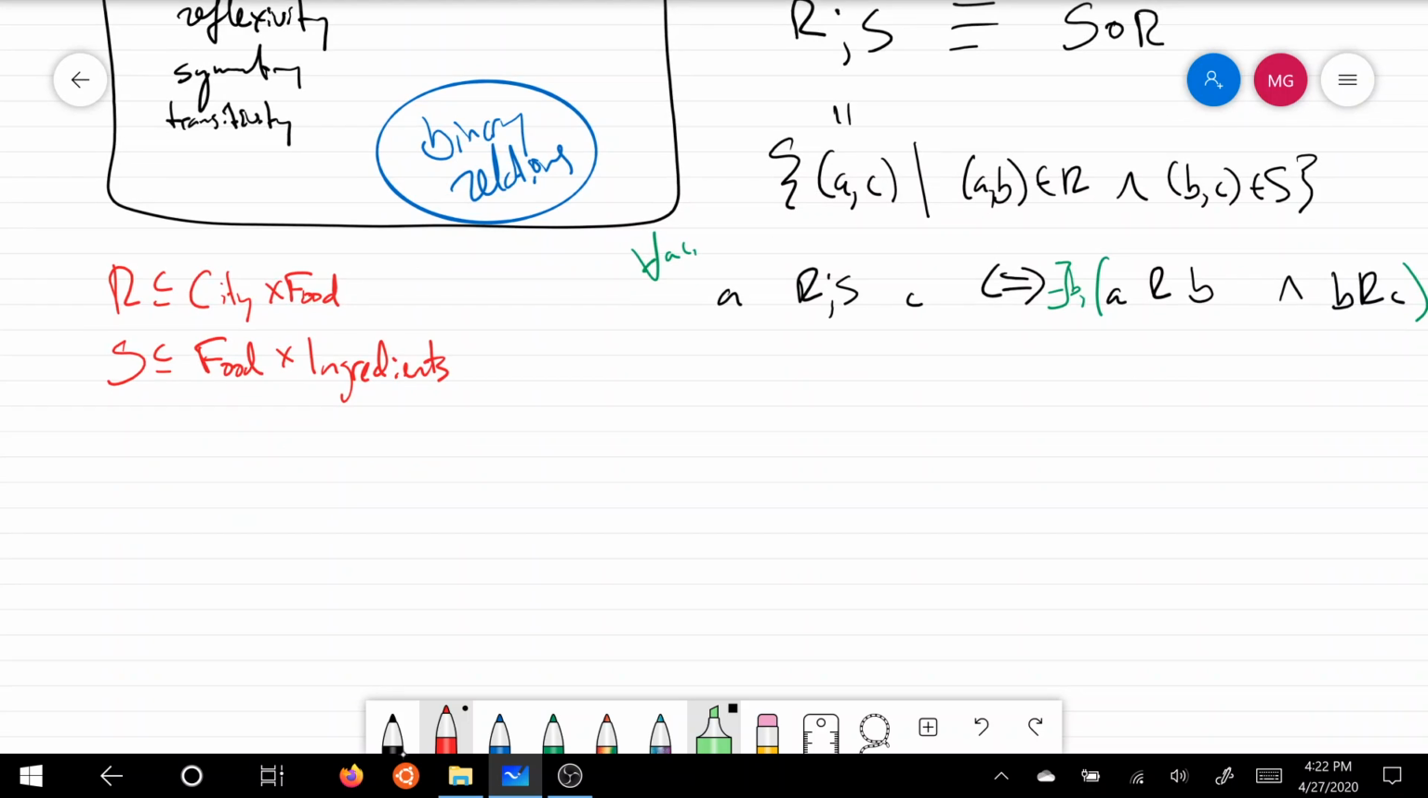Okay, so let me define R. I'm just going to do a tiny subset. So R is going to be the relation Vienna, Schnitzel. Who else? Let's do Philly, cheesesteak.